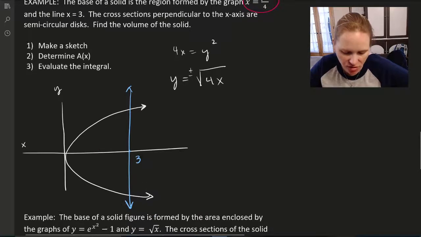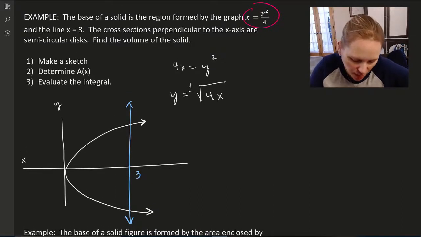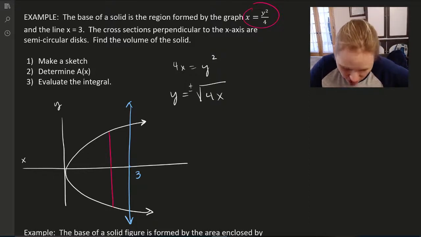And then it says the cross sections perpendicular to the x-axis are semicircular discs. So we're perpendicular to the x-axis and we are semicircular discs. So that means I'm going to have this semicircle right here.